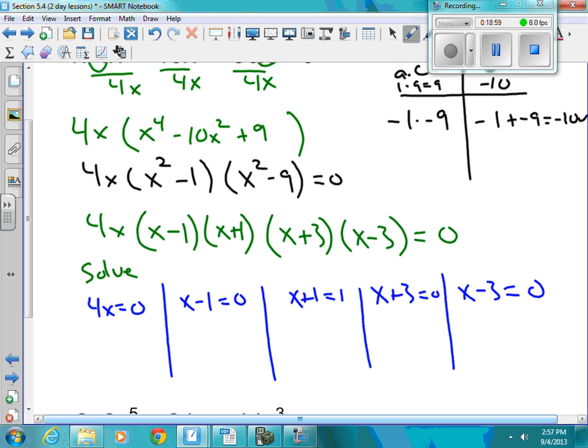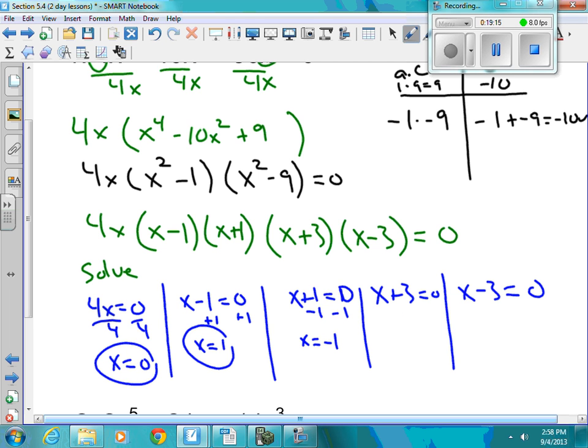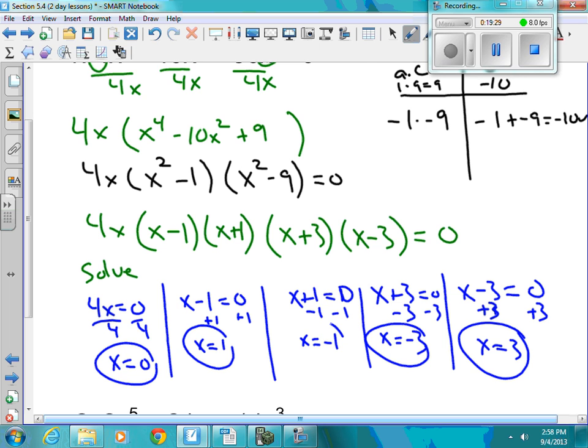When we solve each of these equations, we see that we get x equals 0. We get x equals 1. We get x equals 0 here. X equals negative 1. We get x equals negative 3. And we get x equals positive 3. Those are the zeros. Those are our solutions for this problem.